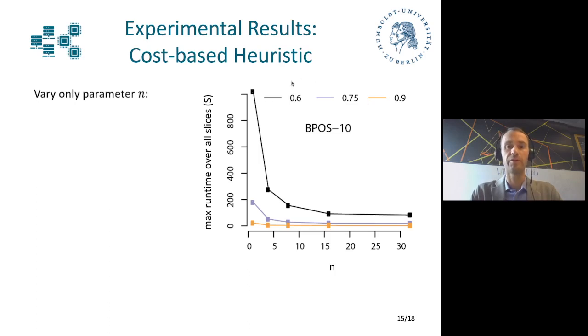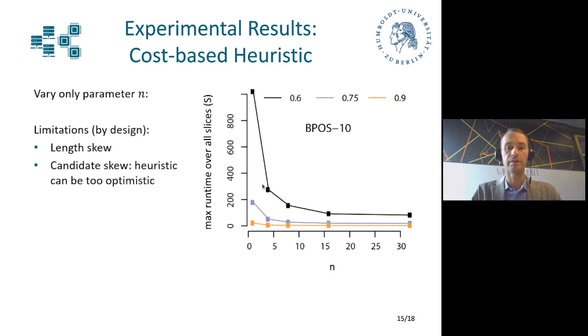So for a low similarity threshold, we get, of course, very large runtimes. For a higher threshold, we get very low runtimes. And as you can see, the runtimes go down quite a bit with an increasing n. However, there is a certain n from which it is not beneficial anymore to increase it even further.